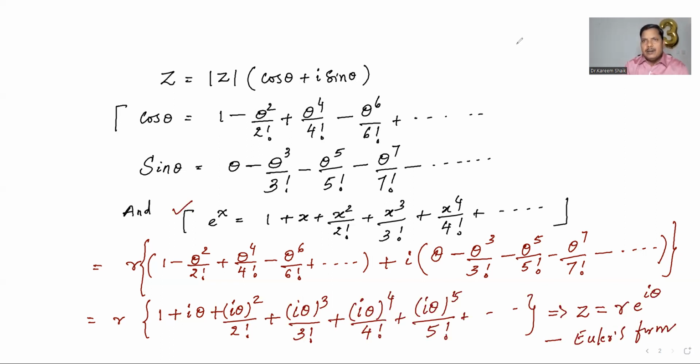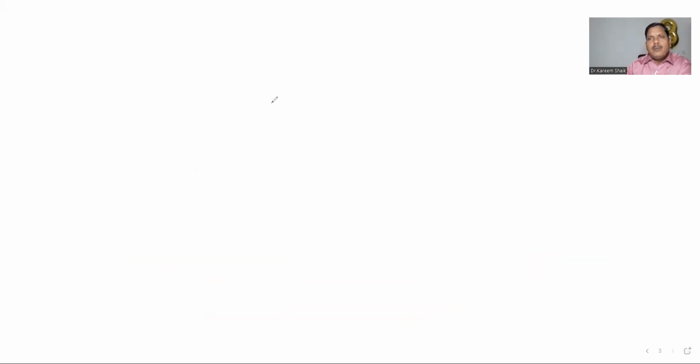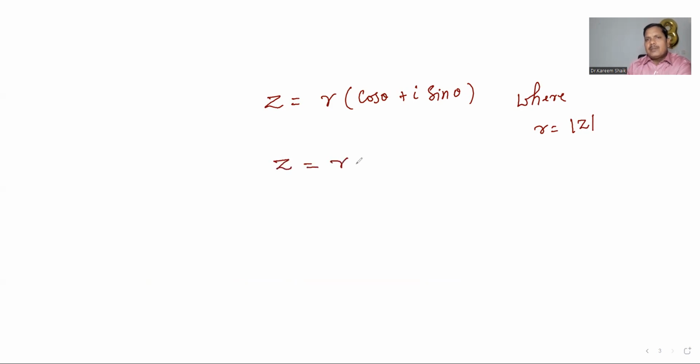I hope it's clear. So today what we discussed is the polar form of a complex number, that is z equals r times cos theta plus iota times sin theta, where r equals modulus z. And we discussed Euler's form of a complex number, that is z equals r times e power iota theta. Clear? We will discuss some more problems in my next video.